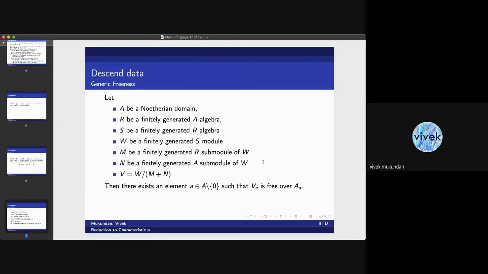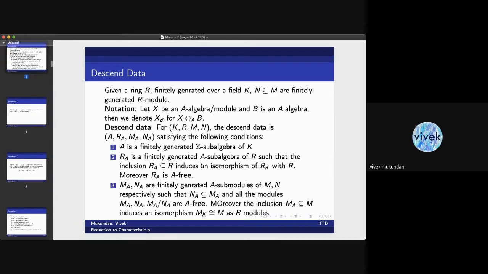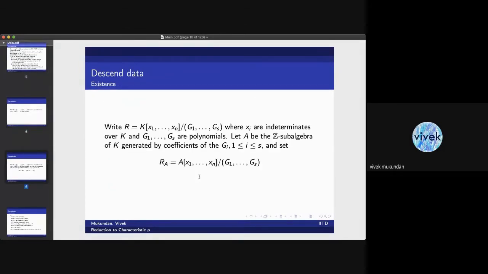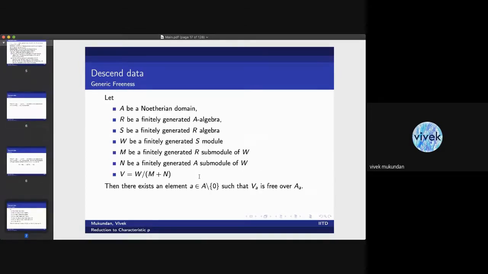So next is the descent data. First, you define the finitely generated Z-algebra. You have defined what R_A actually means, you also have to make sure that R_A is actually A-free. For that, you can use generic freeness. So this is the general version of the generic freeness that you have.